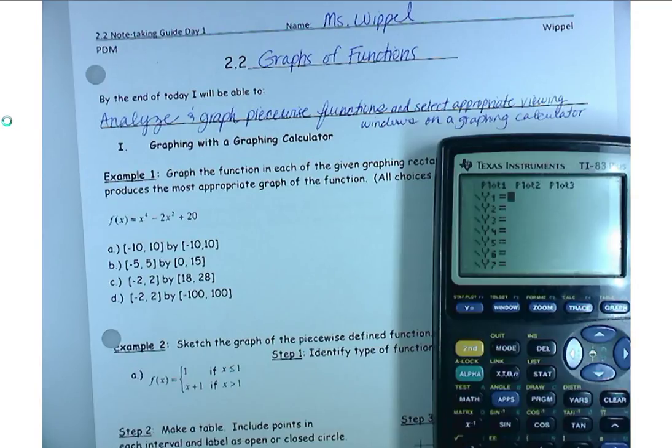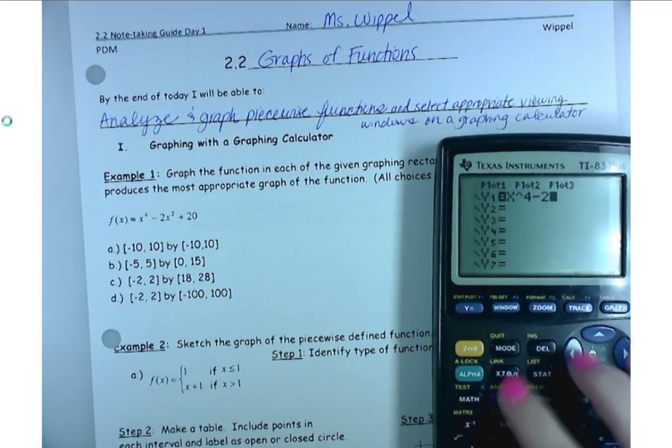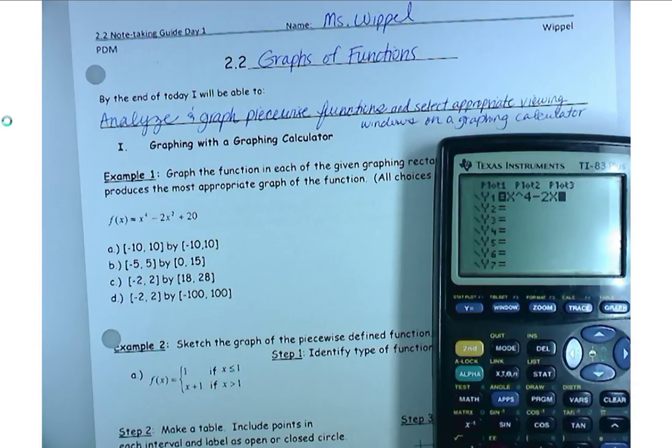Here's your variable button. Are you guys super excited? You get to use your calculators today? So excited.